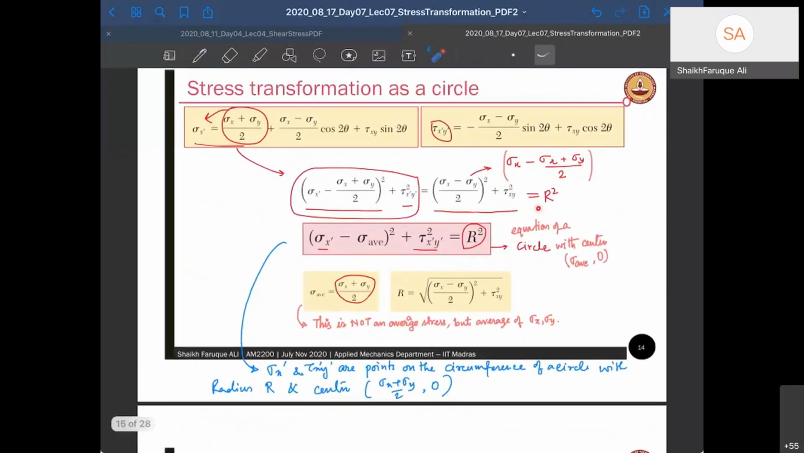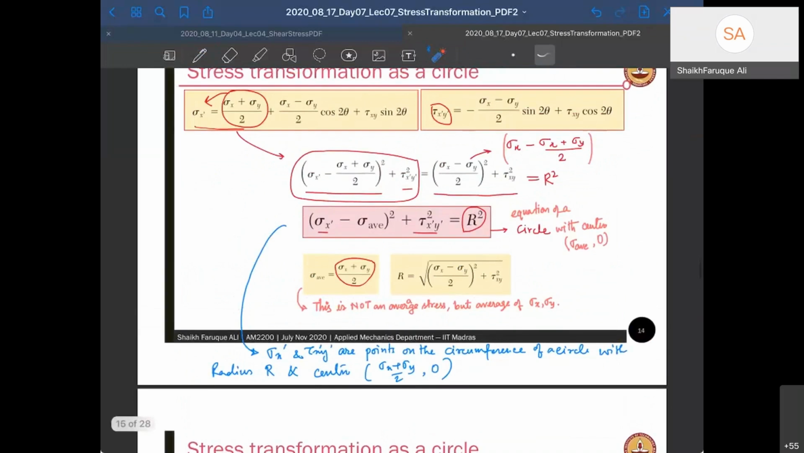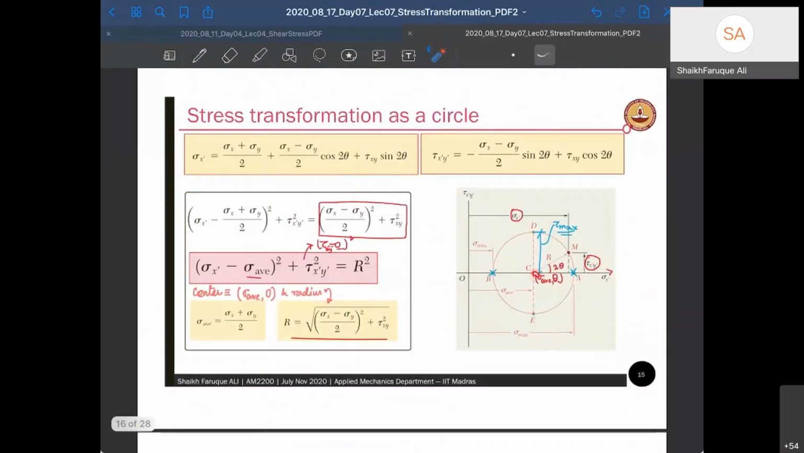R square is sigma x minus sigma y by 2 whole square plus tau xy whole square, right? Because from the reference plane, you can get sigma x and sigma y and tau xy in the known plane. So one plane will be known, and that plane will give you that R and sigma average. Once you draw the radius, you can draw the circle.